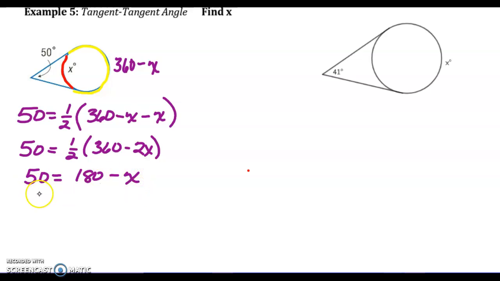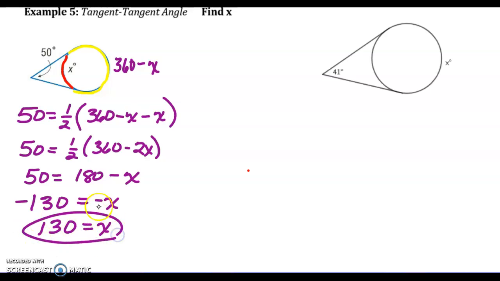If I subtract 180 from both sides, I get 130, and it's negative. And then x is going to be 130. So if this is 130, this would have to be 230, and 230 minus 130 is 100, and when you divide it by 2, you get the 50 that you wanted.